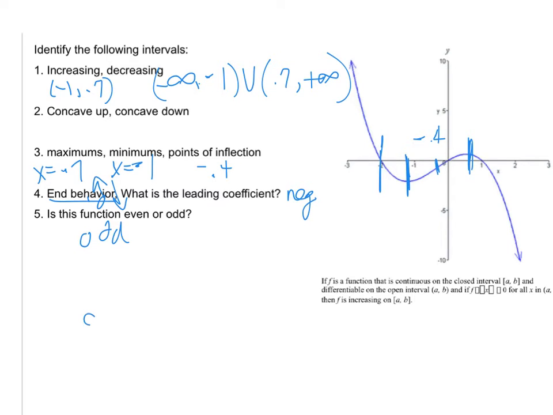We would talk about the domain. The domain of this function is all reals. In interval notation it looks like this. Okay, it's got 3 zeros, at -2. We've done all of that.